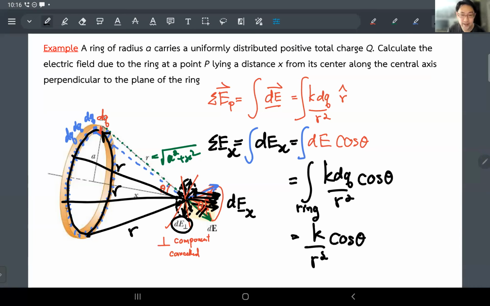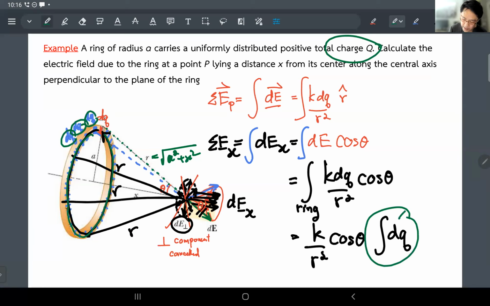Isn't that cool? There's nothing else for you to do except just the integral of the dq. And what is the sum of the dq, guys? They already told you that the total charge on this ring is capital Q. That's all you need, to take all the dq around this ring. So this gives you back that capital Q. And that's it, guys. You're done. So the answer is going to be k capital Q.